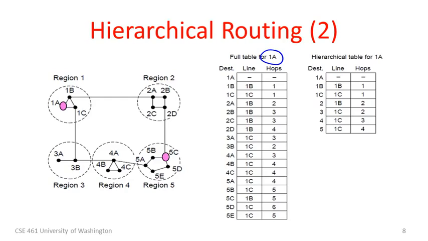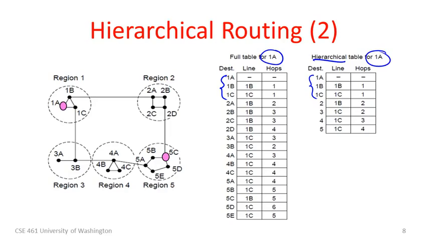So this is the kind of table you would get, this large table, if you use the techniques we have so far. On the right, I have the hierarchical table for 1A. Now you notice in this table, it lists in detail the same entries for entries within region 1, because it's 1A, that's 1A, 1B and 1C. Well, 1A, not hard to get to since you're already there. However, the other entries have been collapsed.